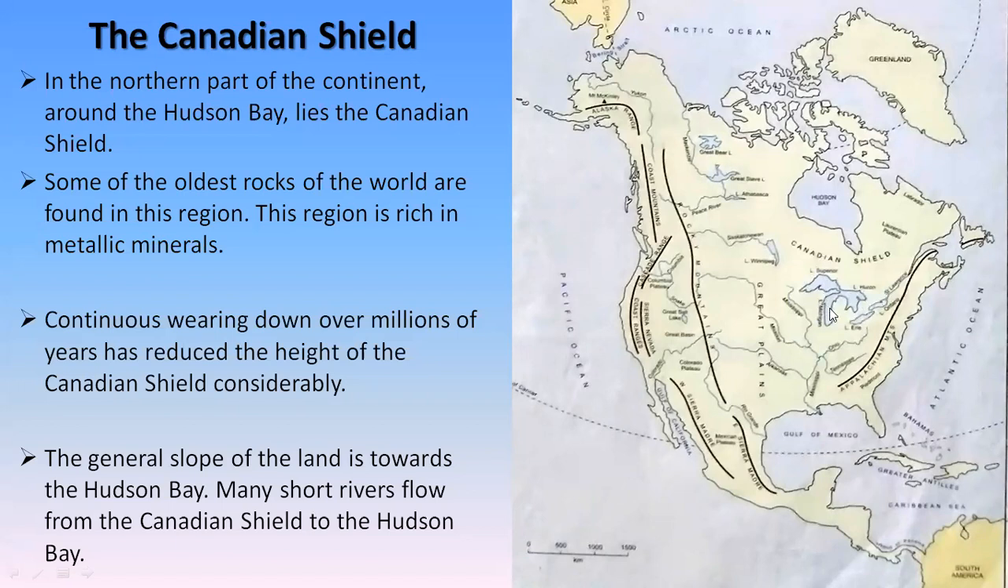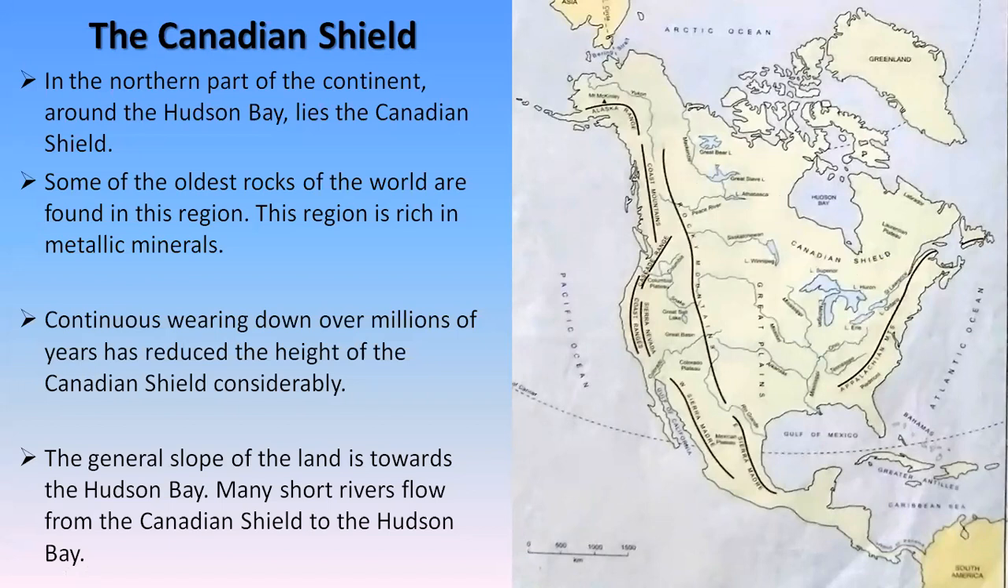Continuous wear down over millions of years has reduced the height of this Canadian Shield considerably. So this shield means a high mountain area. This mountain area continuously wore down, meaning it eroded because of the wind, rain, water flow, glaciers, ice and all. And what happened now? The height of these mountain ranges has decreased somewhat, so now the Canadian Shield does not have much height.